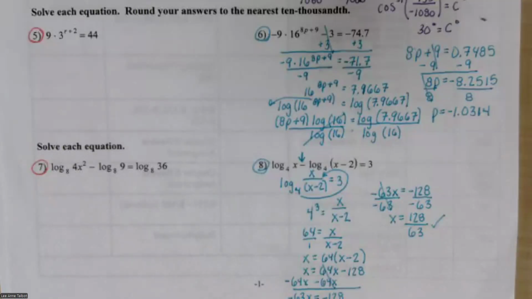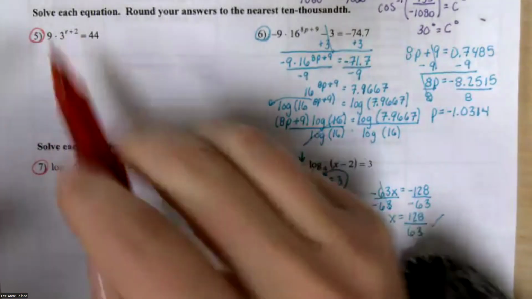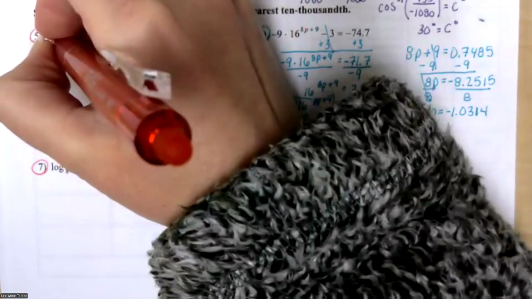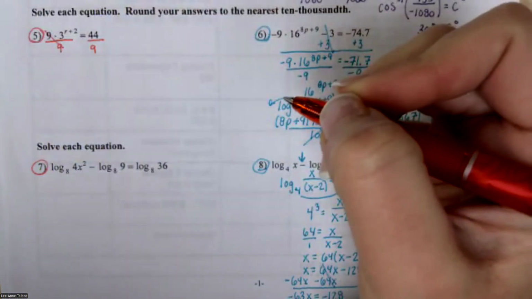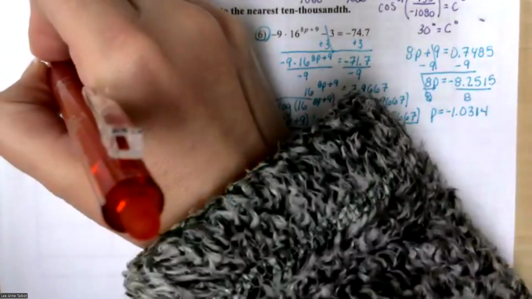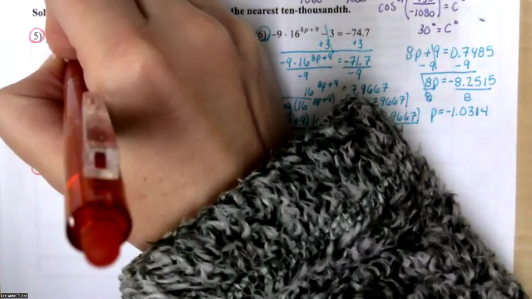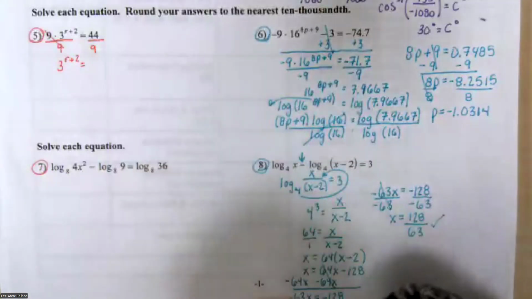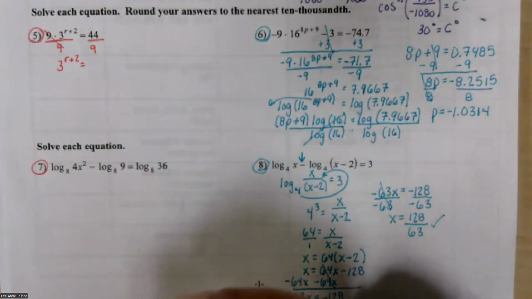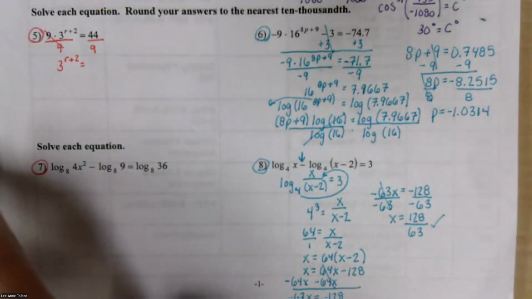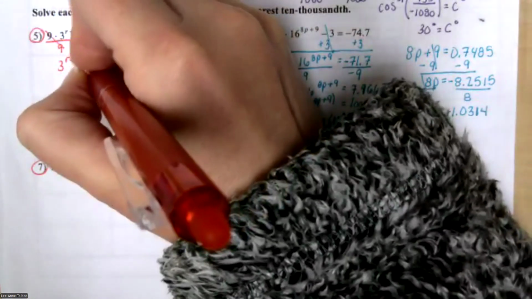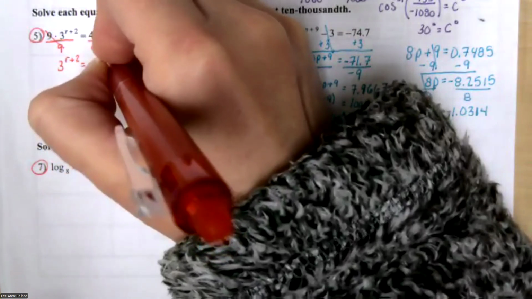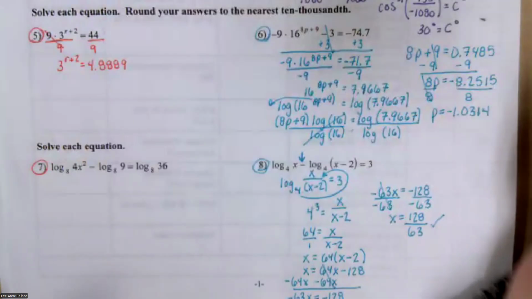Number 5. So I have the 9 times in the front. I have to undo that first before logging. So divide by 9 on both sides. 3 to the r plus 2 equals something bad. I know it's bad. I knew it was going to be bad.